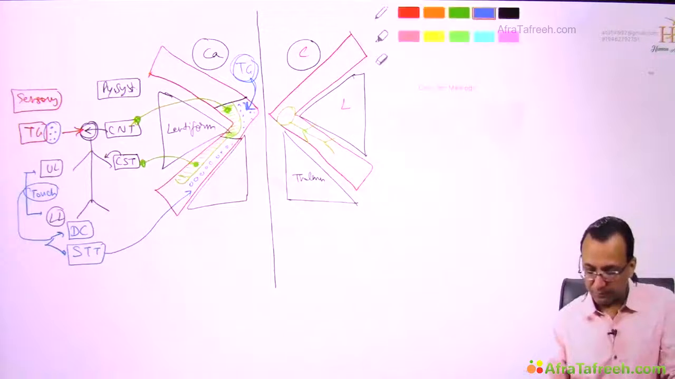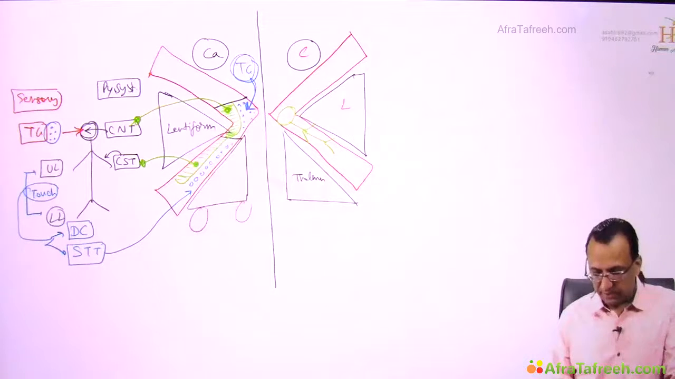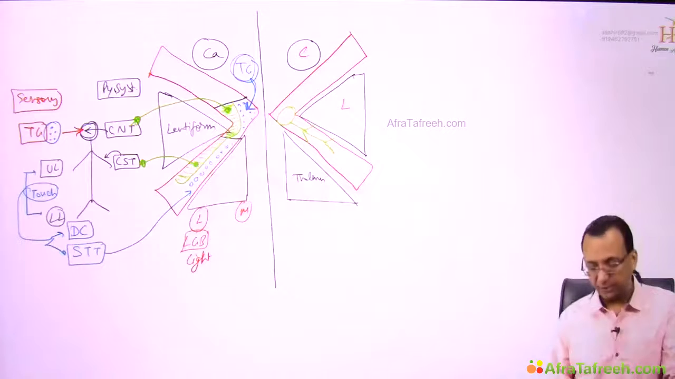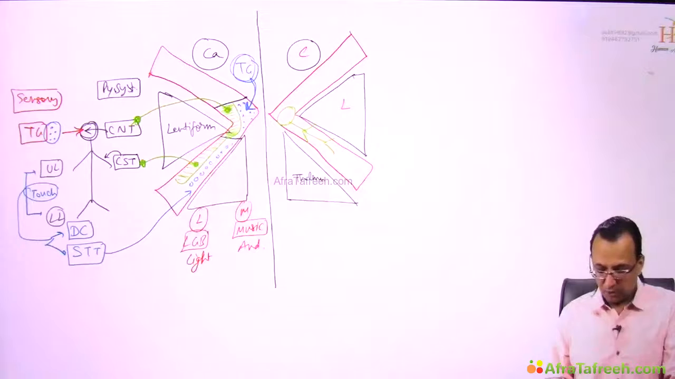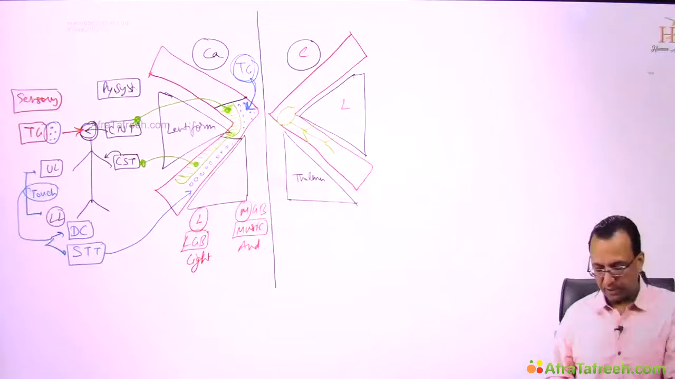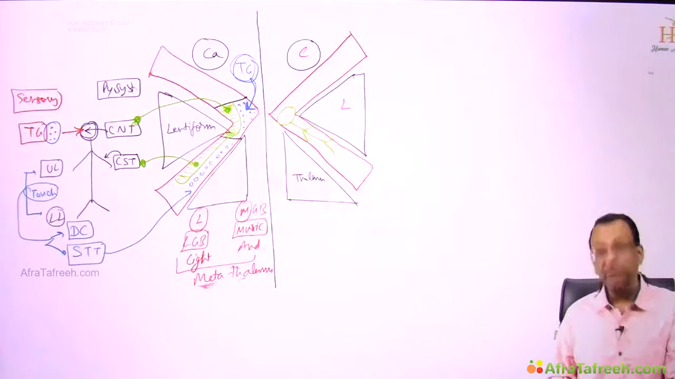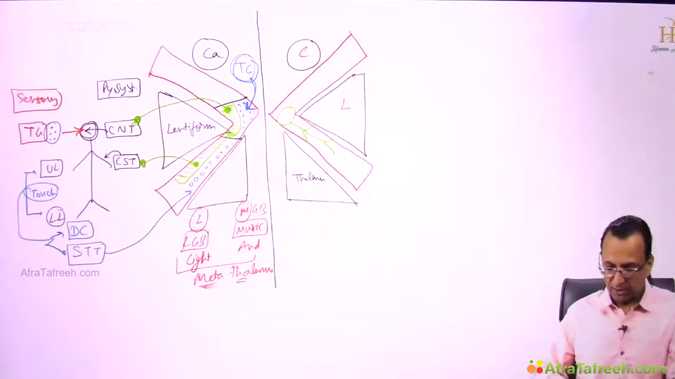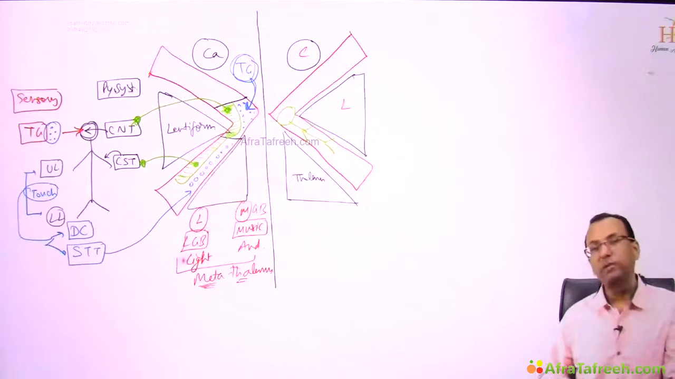Now, look at the medial geniculate body and the lateral geniculate body. The lateral geniculate body is for the light pathway, L for lateral, light. And M for music, the medial geniculate body is for the auditory pathway. Together, this is called the metathalamus. Metathalamus is part of the diencephalon, like the thalamus, and it has the lateral geniculate body for the visual pathway and the medial geniculate body for the auditory pathway.